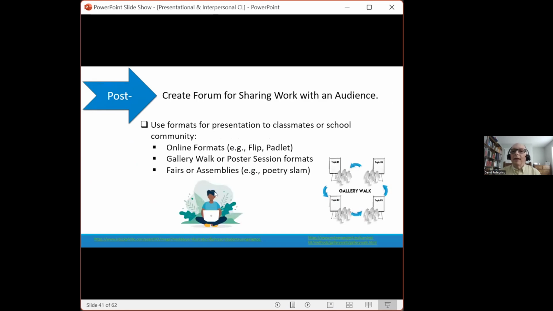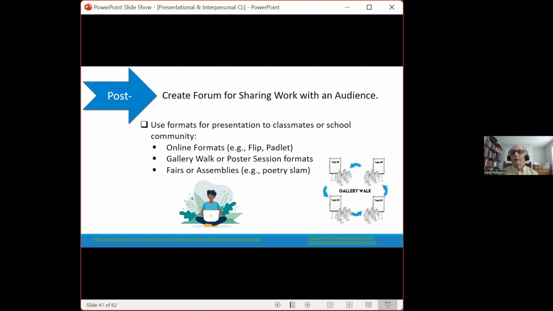Finally, you're going to create a forum for sharing this work with an audience. This allows them to show off their work. And also, they are more likely to put more effort into that self-assessment and revision process because they know that other people, other than the teacher, are going to look at them.